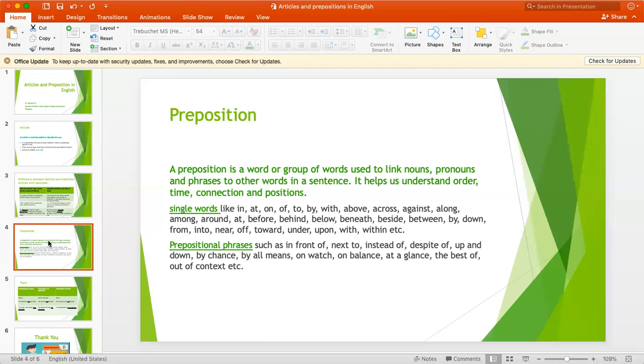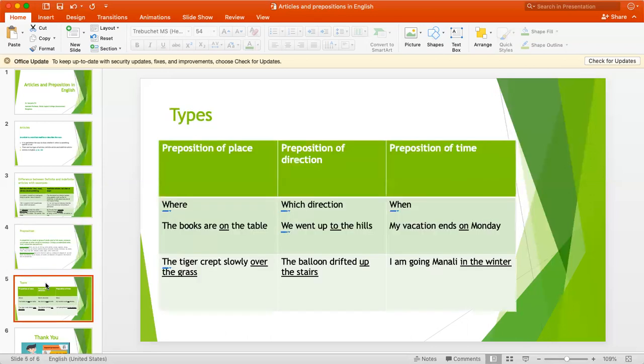And the next one is prepositional phrase, where prepositions come together to make a complete meaning. For example, instead of, on watch, at a glance, on the basis of, or out of context. So these are a few examples. Let's see how we use single prepositions and also prepositional phrases. And before that, I would like to highlight the types of preposition in English.